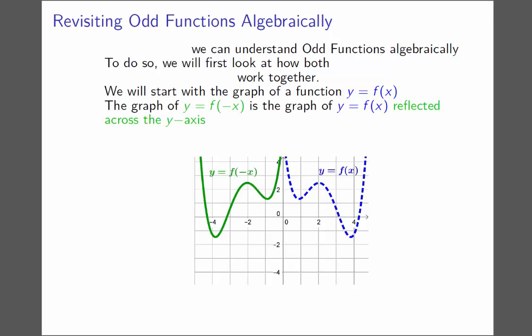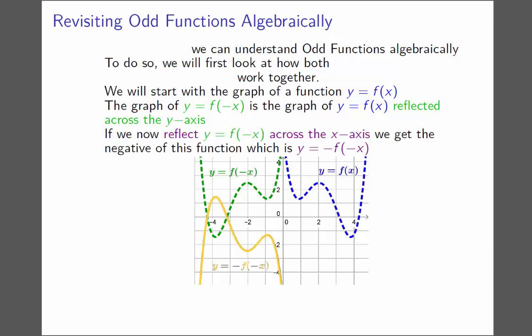The graph of y equals f of negative x is the graph of y equals f of x reflected across the y-axis. If we now reflect y equals f of negative x, our new graph, across the x-axis, we get the negative of this function, which is y equals negative f of negative x.